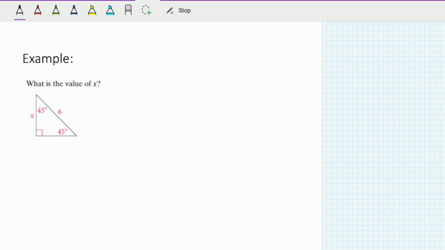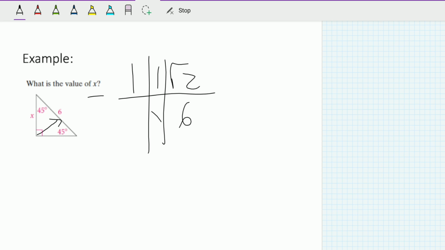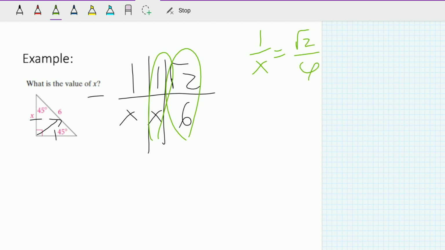So what is the value of x? All right, 1 square root 2, and then we end up getting 6 there because that is the hypotenuse. X, I don't have another one, but you know that those two are congruent, so I can just put x there. Set up my equation. It'll be 1 over x equals square root 2 over 6. That looks really bad. Let's go ahead and we can cross multiply.